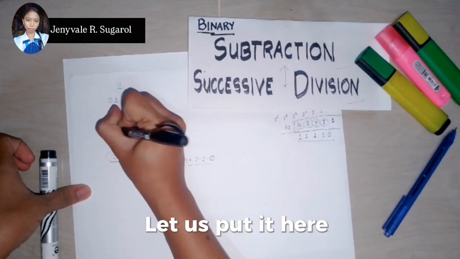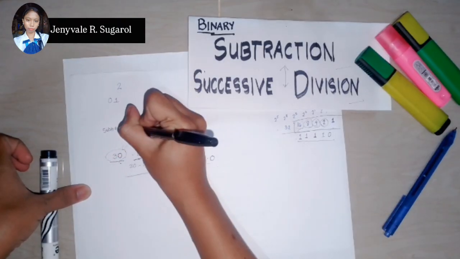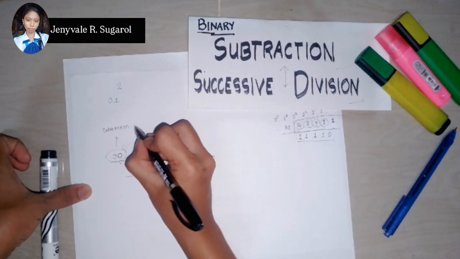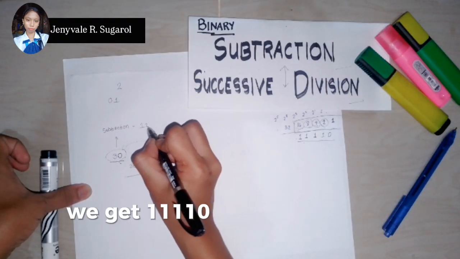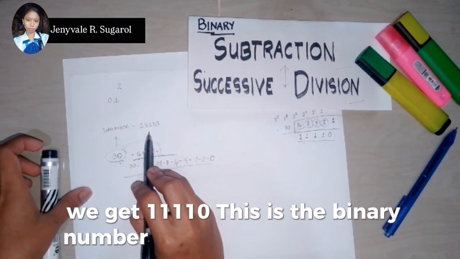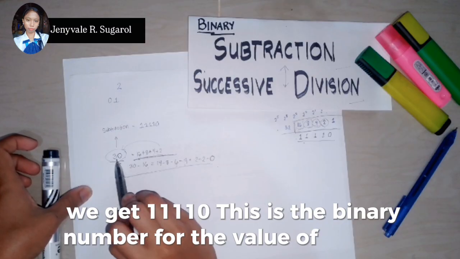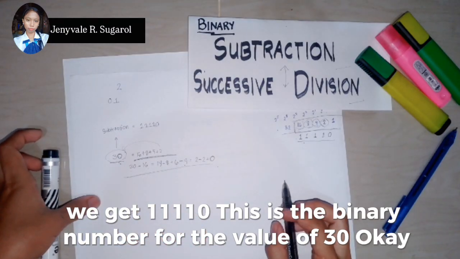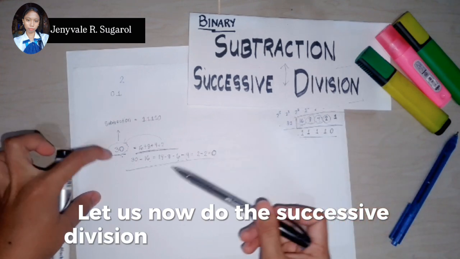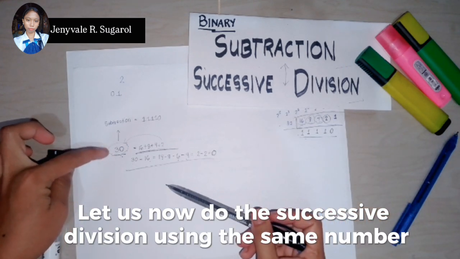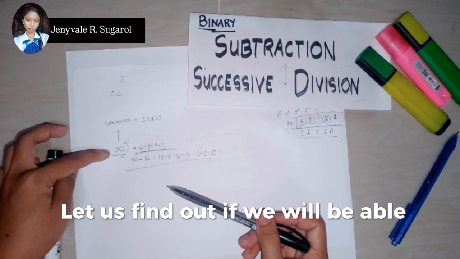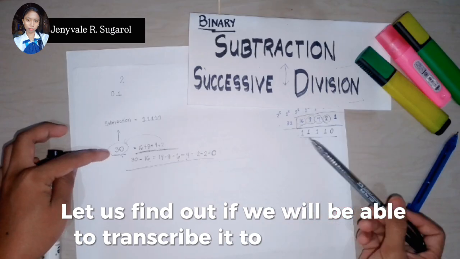Let us put it here. Subtraction is, we get 1 1 1 1 0. This is the binary number for the value of 30. Okay. Let us now do the successive division using the same number, number 30. Let us find out if we will be able to transcribe it to this number also.